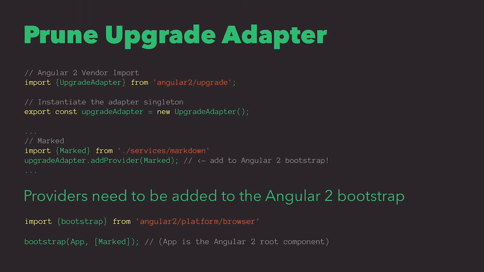So pruning your upgrade adapter, more or less just deleting the file that does the upgrades, except for the fact that some of the services have been upgraded and bootstrapped this way. So you have to look for all of your addProviders and make sure that those providers get added into your Angular 2 bootstrap step.